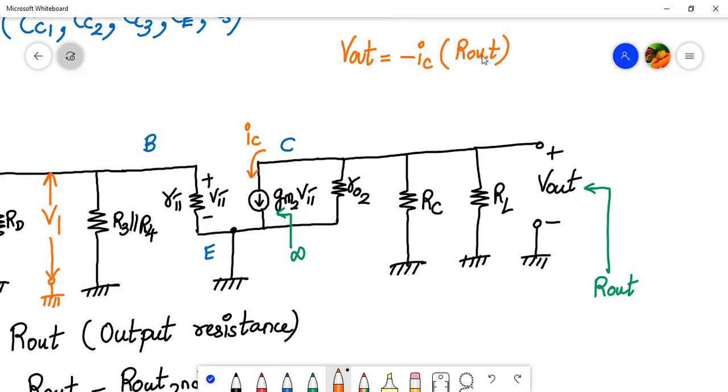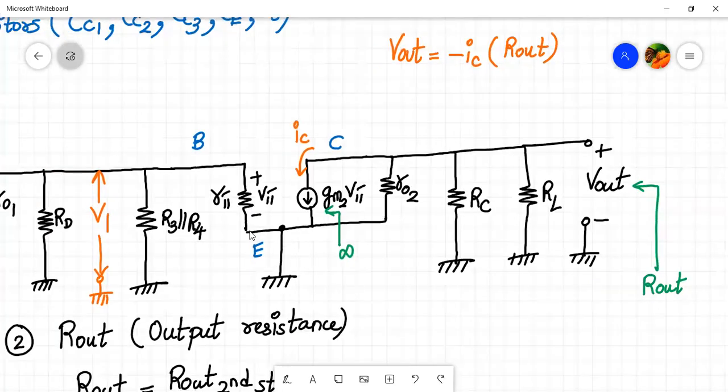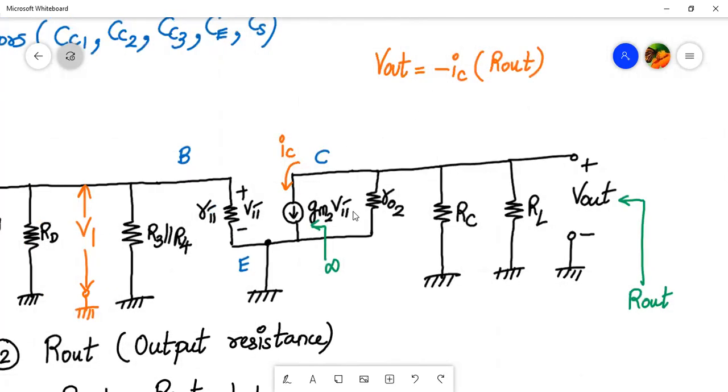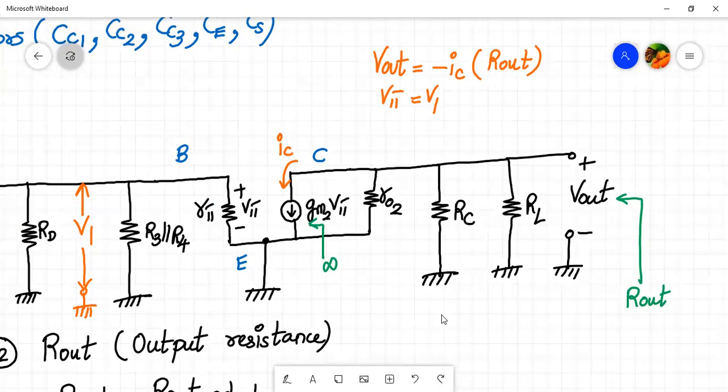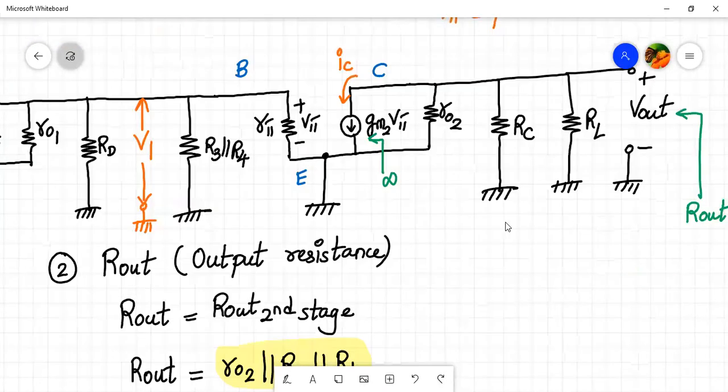So this is the hint which we will follow. And also what else we can write? We can also write that IC is nothing but GM2 into V pi. And what is V pi over here? What is V pi from here? V pi, if you see carefully, is the same as V1. They are in parallel, right? It's a clear distinction over here that V pi is in parallel with V1. Now, let me write the formula for this again down.